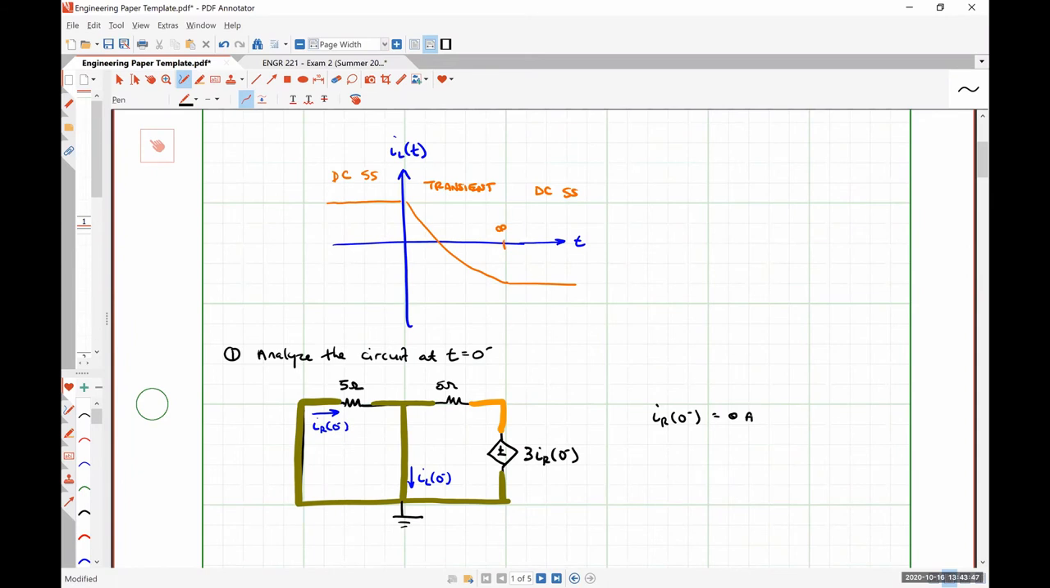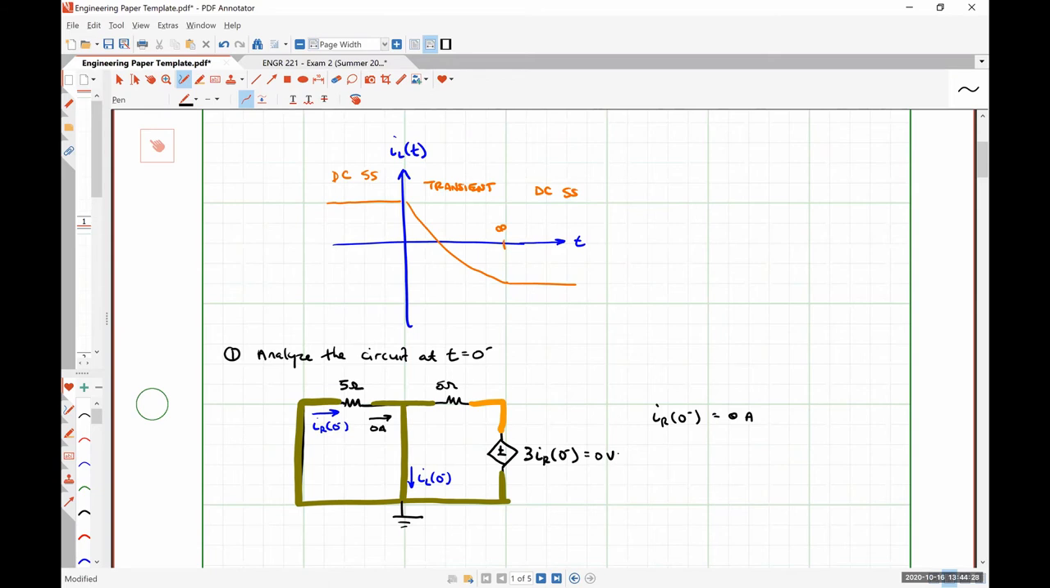How could we use that to determine IL at 0 minus? Any thoughts? Sure, KCL will work. So we have a current of 0 amps going in. What is this dependent source going to look like if IR is zero? 0 volts, which is a short circuit or open circuit? It's a short circuit as well.